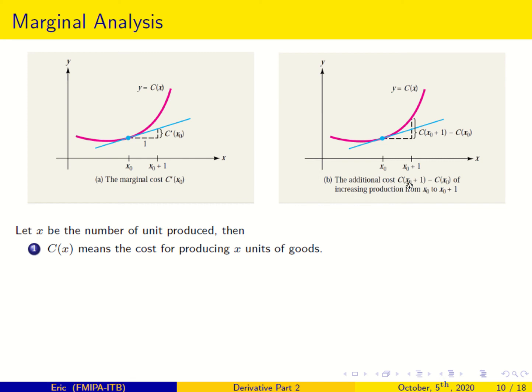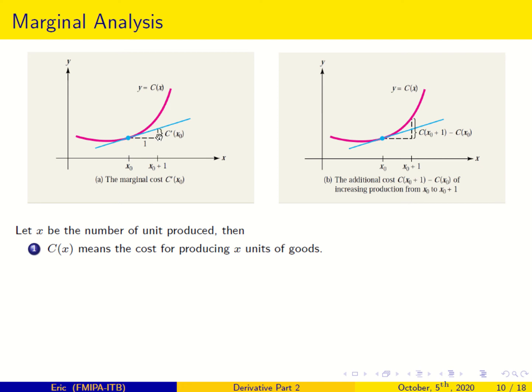So what about this one? The additional cost C(x0 plus 1) minus C(x0) is the increase from increasing production from x0 to x0 plus 1. You have noticed what this is? This is the cost for producing the x0 plus 1 unit. This height is C(x0 plus 1) minus C(x0). This is the cost of the x0 plus 1 unit. And this is C prime x0.